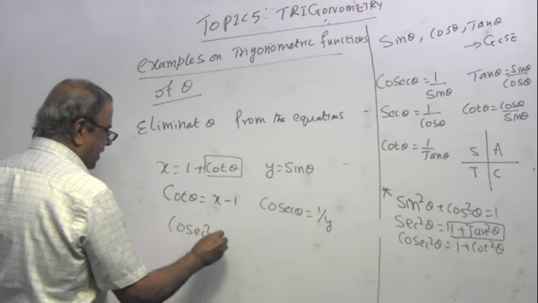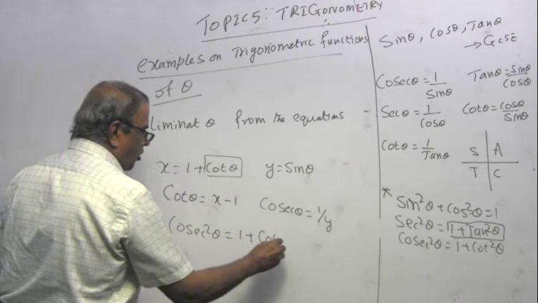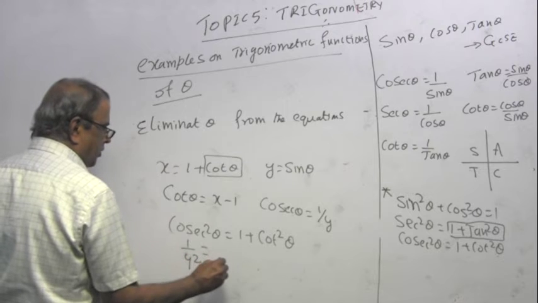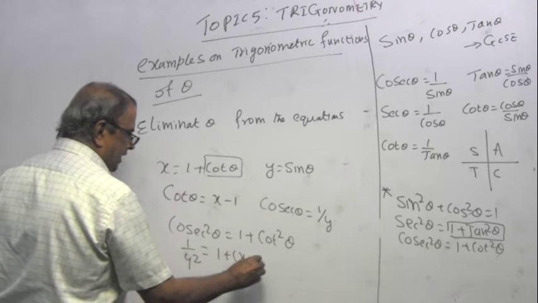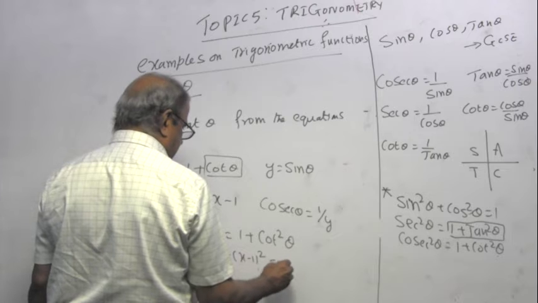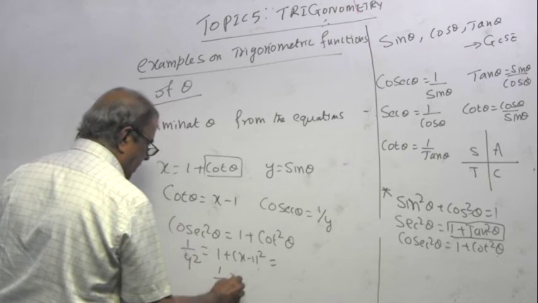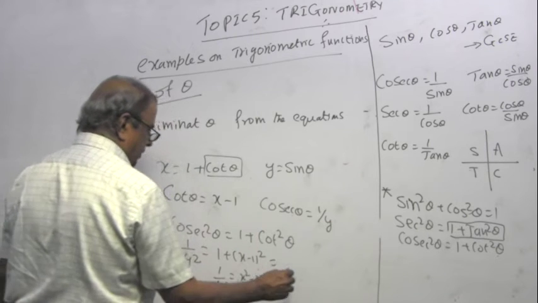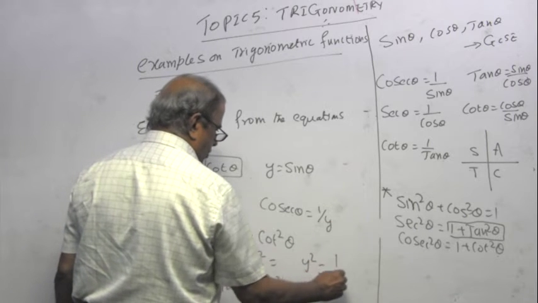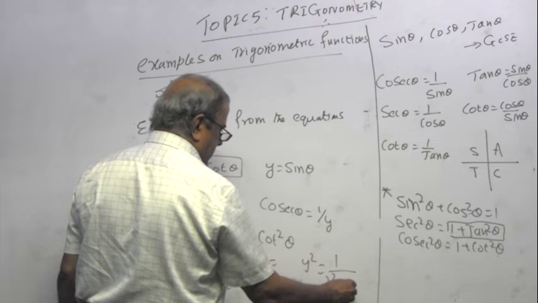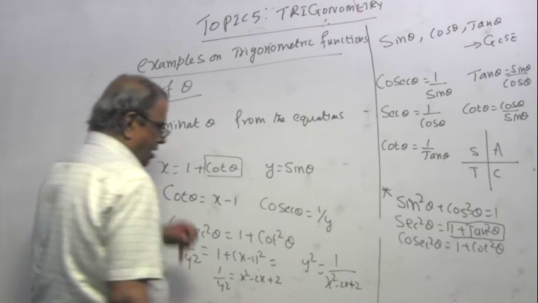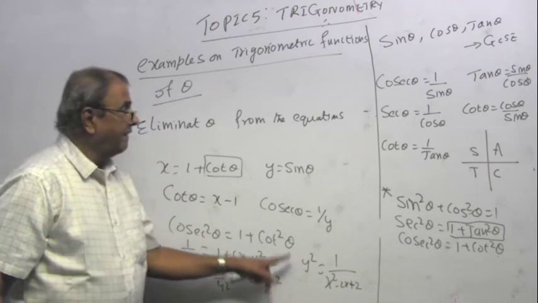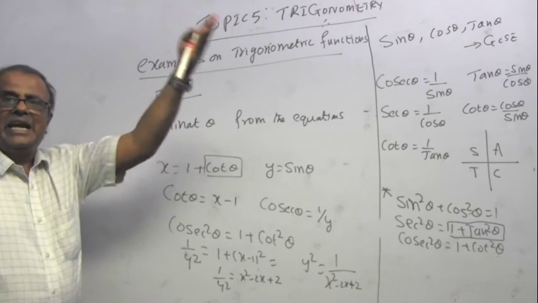So I've got cot and cosec, I can relate them. Cosec squared theta equal to 1 plus cot squared theta. So 1 over y squared equal to 1 plus x minus 1 whole squared. We know how to expand this. So 1 over y squared is equal to x squared minus 2x plus 1 is plus 2. So y squared equal to 1 over x squared minus 2x plus 2. There you are. I've got an equation in x and y. Without the theta, I have eliminated theta.